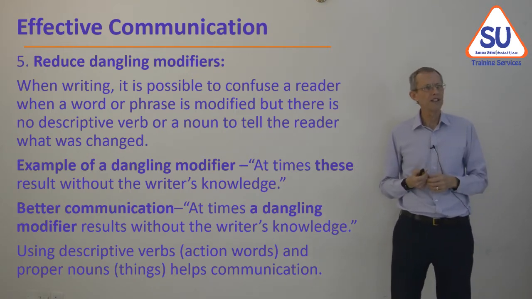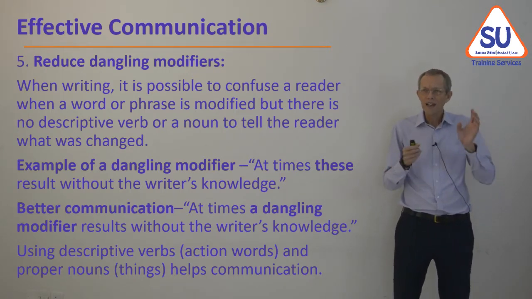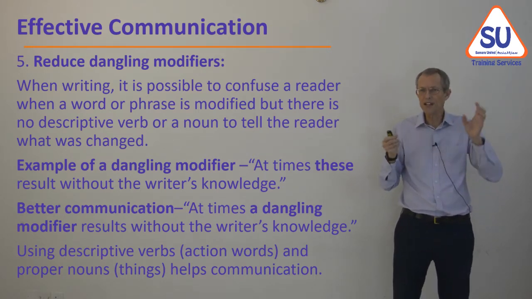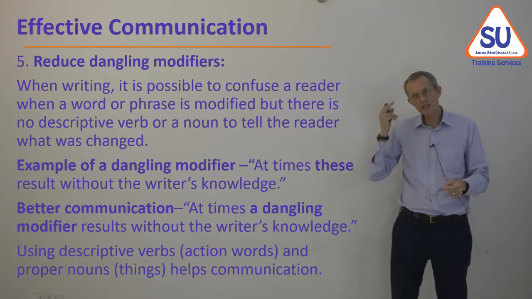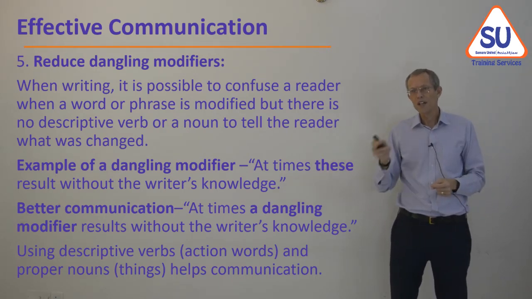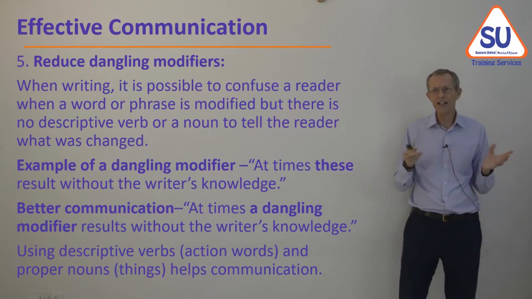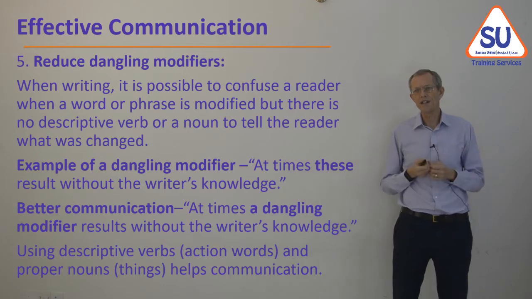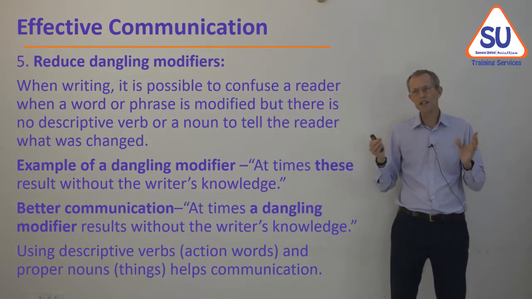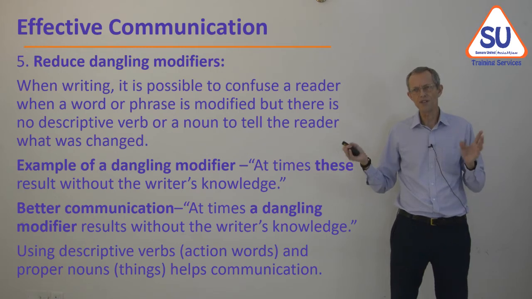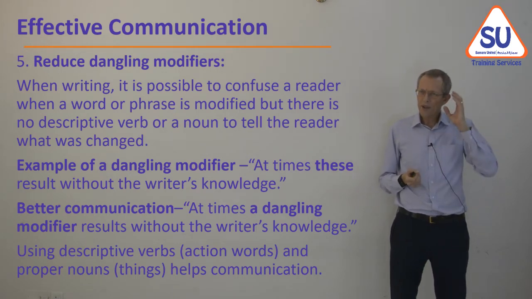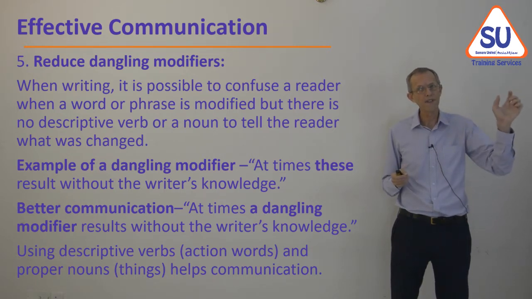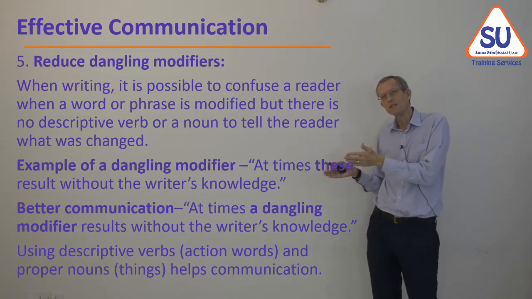Reduce dangling modifiers. What's a dangling modifier? Well, the writers may confuse readers if they have a phrase that is clear in the writer's mind but is not clear in the reader's mind. So the example of a dangling modifier is, at times like these result without the writer's knowledge. Or at times these result without the writer's knowledge. Now, when the writer wrote these, he was very clear, or she was very clear in her mind what these were. But the reader doesn't know.